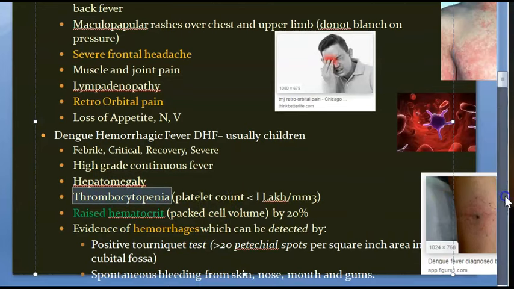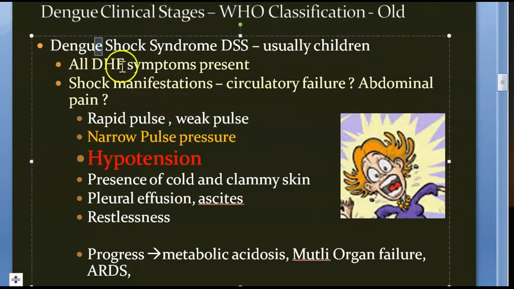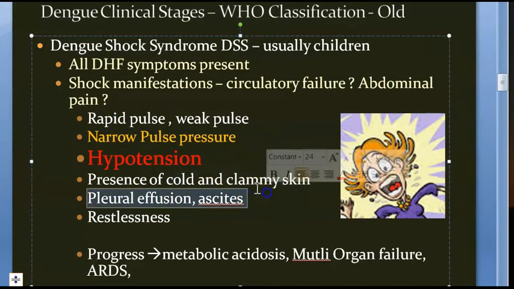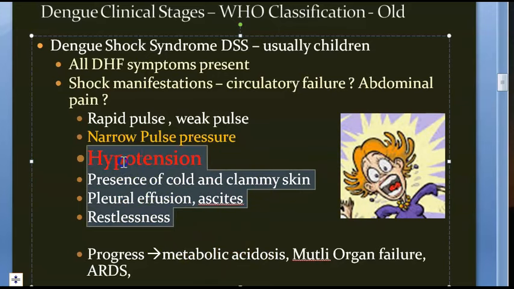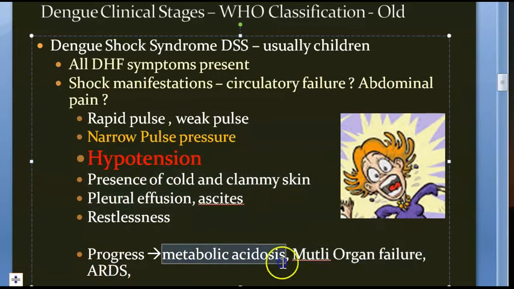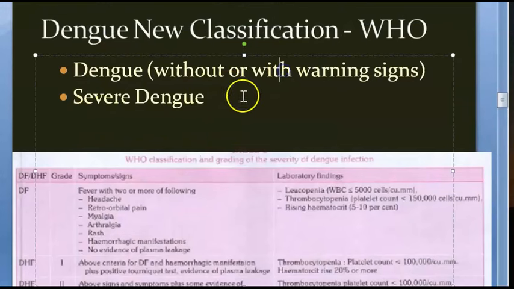Then this dengue hemorrhagic fever will continue, they will keep bleeding, and they will land up in dengue shock syndrome, where you will see hypotension, rapid pulse, weak pulse, cold, clammy skin, pleural effusion, ascites, they cannot breathe much, so they'll have acute respiratory distress syndrome, they can have multi-organ failure, they can have acidosis, etc. So that is the old classification.